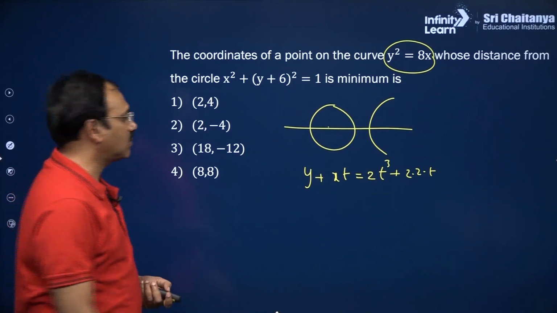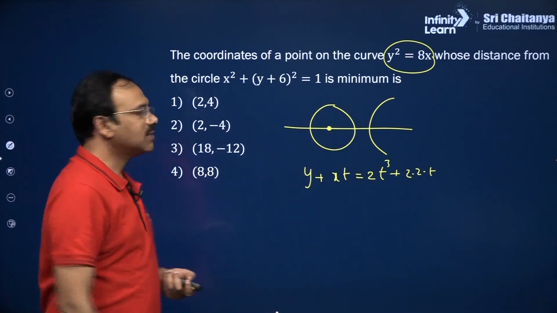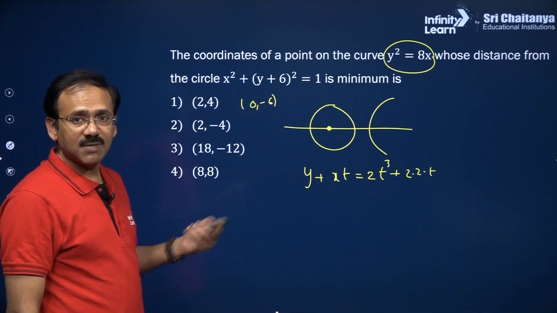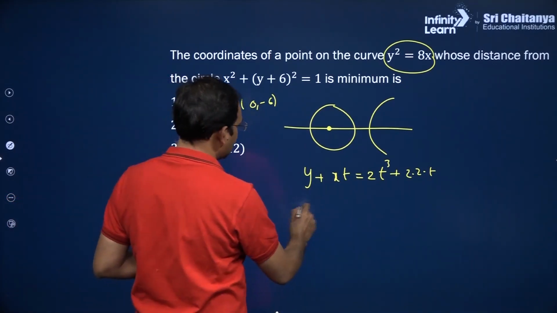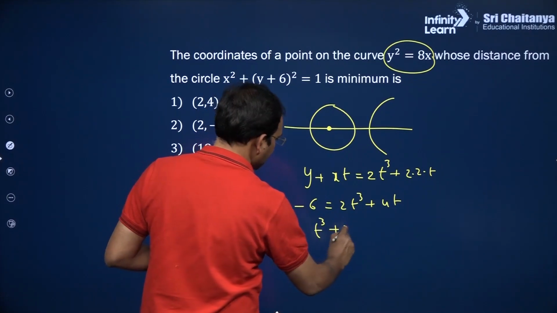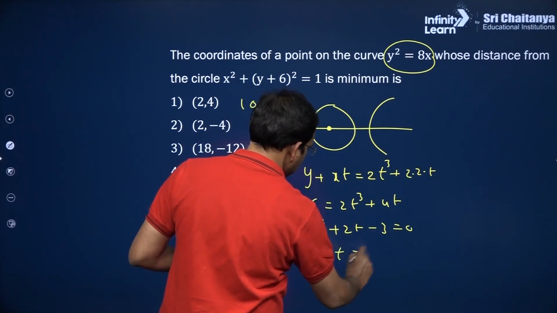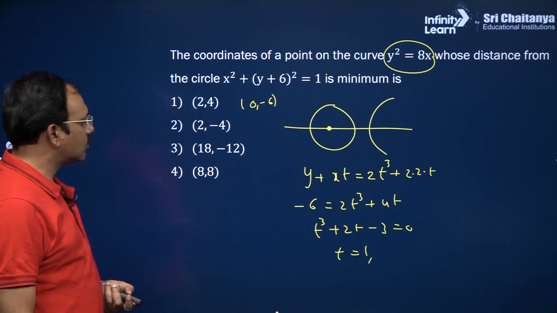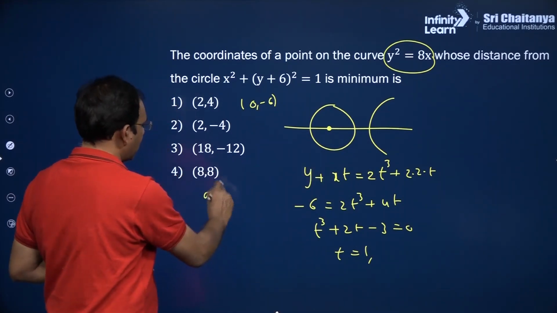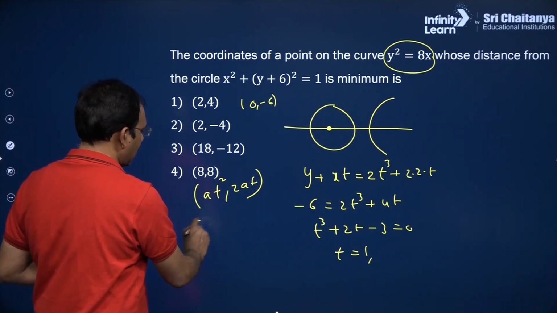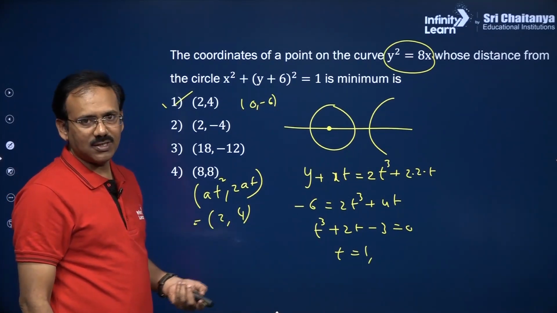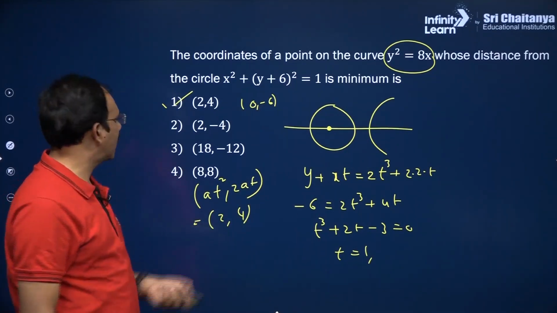Now it has to pass through the center of the circle, which is (0, -6), because any normal to the circle must pass through the center. Substitute (0, -6): -6 = 2t³ + 4t, that means t³ + 2t - 3 = 0, and t = 1 is one of the values. Other values you can also find. When t = 1, the point is (at², 2at), and a is already 2, so (2, 4) is the point. If you want, you can find other points, but this may be the only real root. Okay, (2, 4) it is.